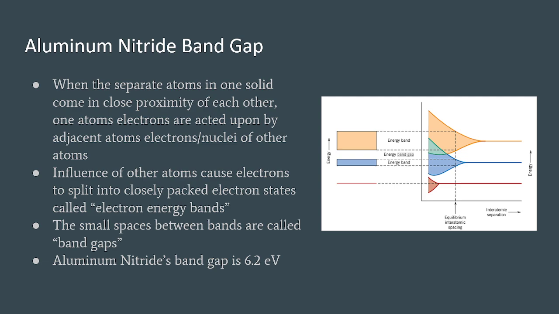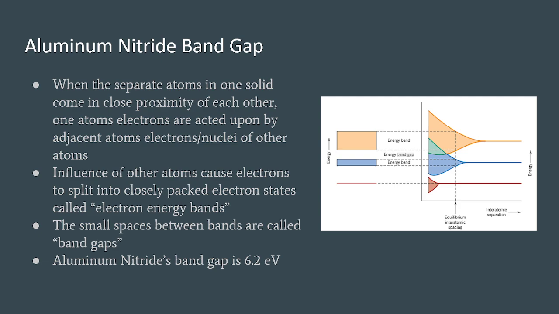Question number 2 for Assignment 4 asked us to look at the band gap of our semiconductor. Again, our semiconductor was aluminum nitride. So what is a band gap? When separate atoms in a solid come in close proximity to another atom, it causes one atom's electrons to act upon adjacent atoms' electrons and their nuclei.